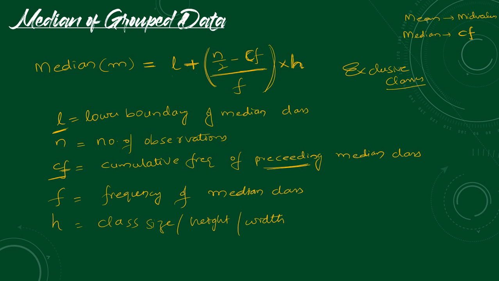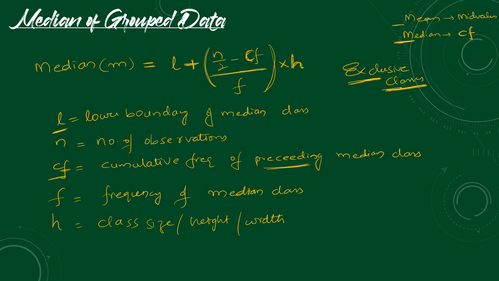Exclusive classes. To find the median and mode, the classes should always be exclusive classes. Always the classes should be exclusive. This you need to remember, right? Before getting into the problem, always remember that the class interval should be exclusive. After changing it into exclusive classes, then only we proceed with the problem.